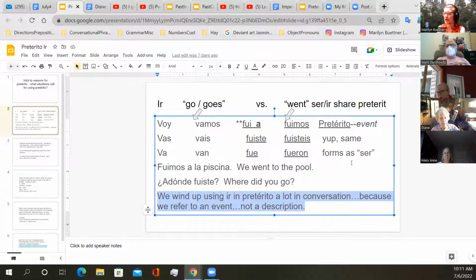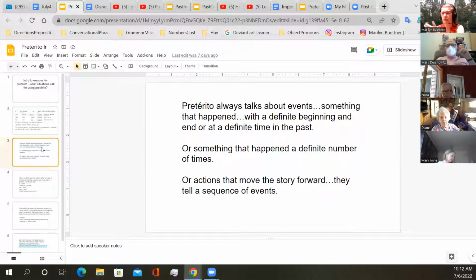So preterito always talks about events, what happened, what activities moved the action of the story forward. So this tells you what, like imperfecto has a job. Imperfecto tells descriptions in the past. Imperfecto says somebody was doing something or somebody used to, habitual action.